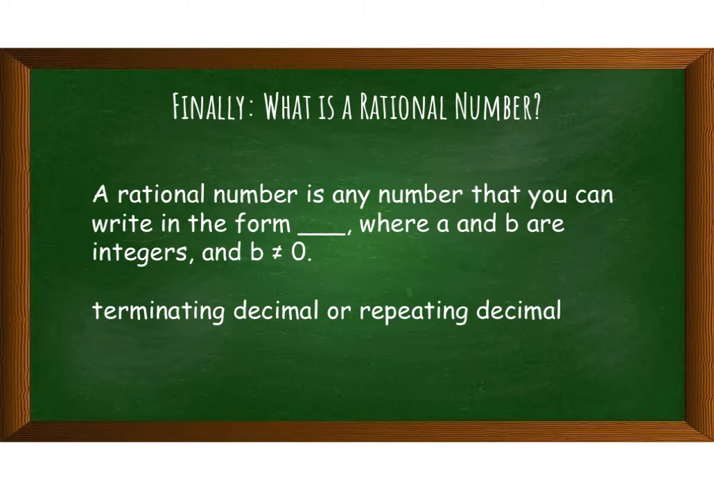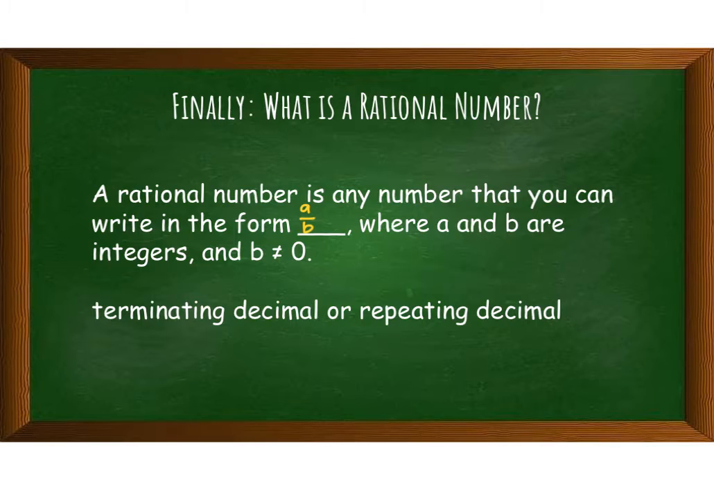All right. What is a rational number? A rational number is any number that you can write in the form a over b, where a and b are integers and b is not equal to 0. Okay? Because if b was equal to 0, it would be undefined. Sorry, I want to write that better. And in this, a divided by b. There we go.